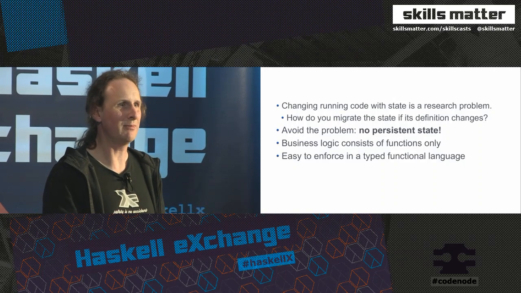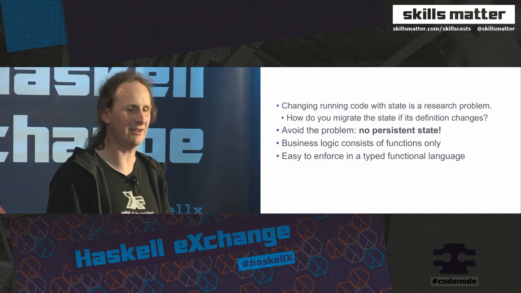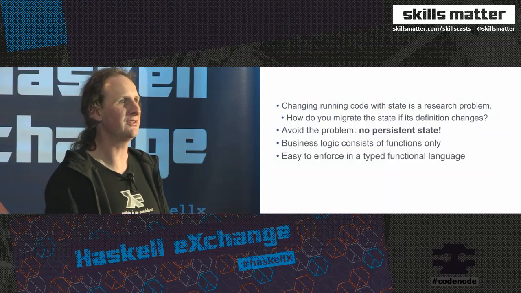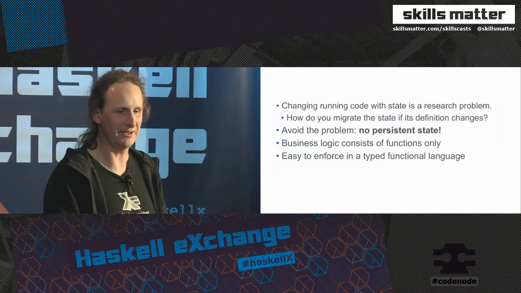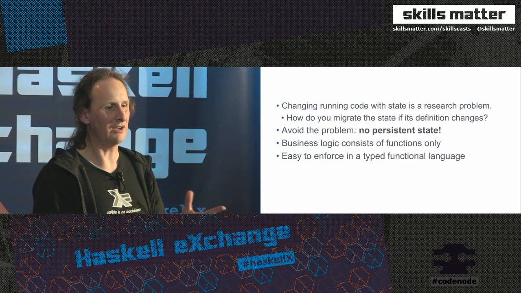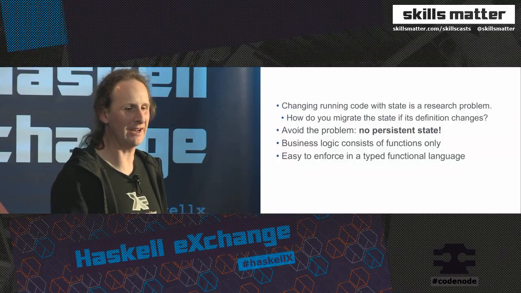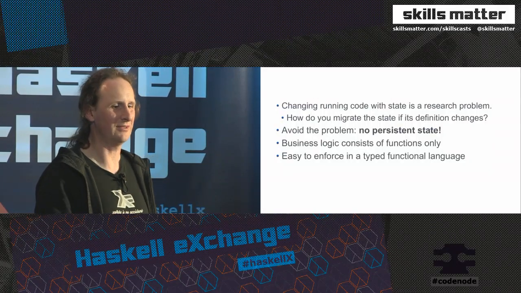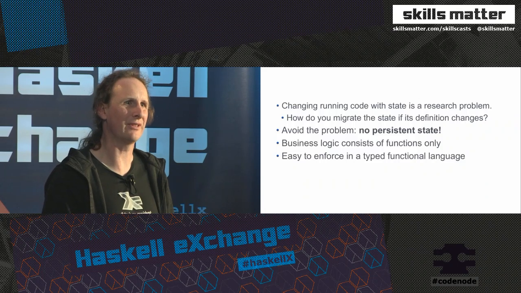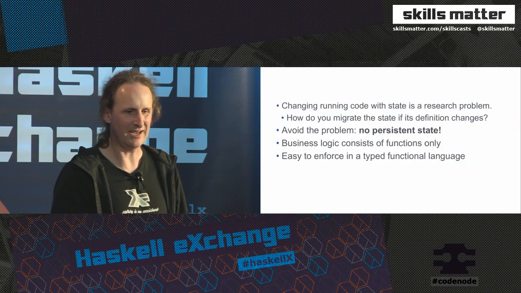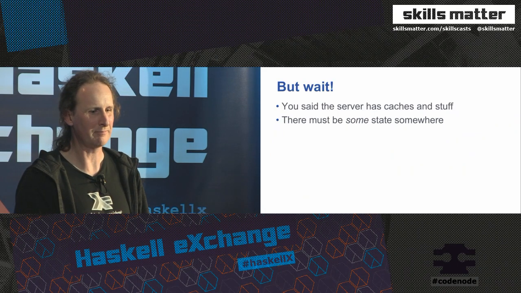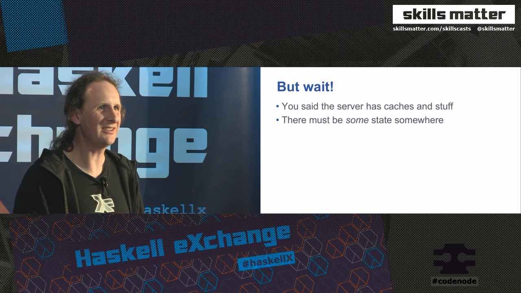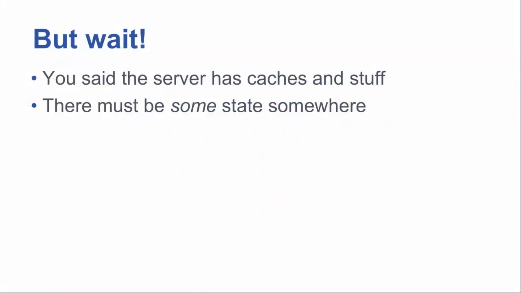And we enforce this by APIs, basically. The APIs that you are allowed to use in the business logic in the shared library are of a form where you can't possibly manage state that lives across multiple versions. And this is easy to enforce. We have a typed functional language here, so we can make sure that things are just functions and they don't manipulate state. But I did say the server has caches and stuff, so there is some state going on somewhere.